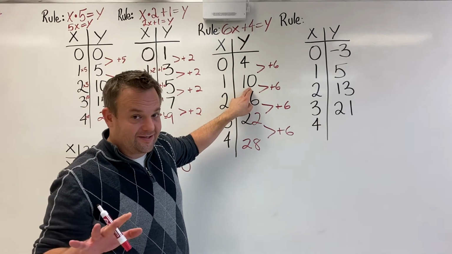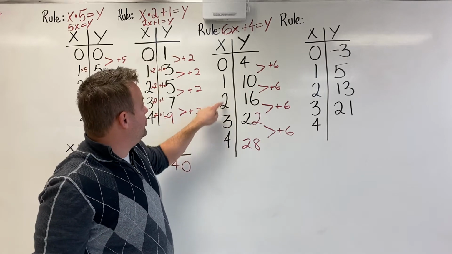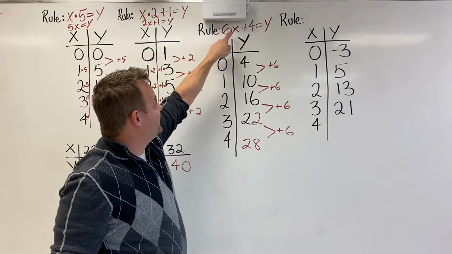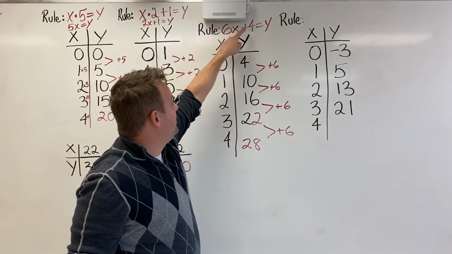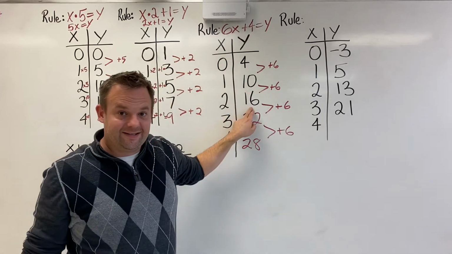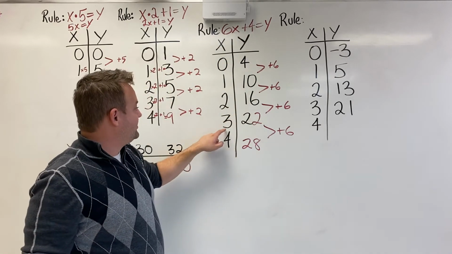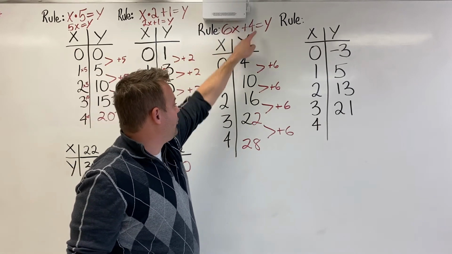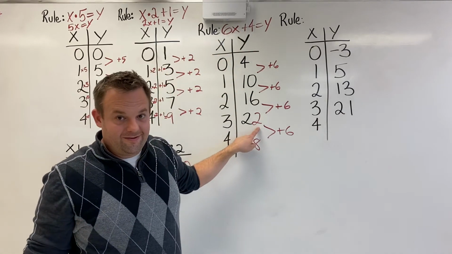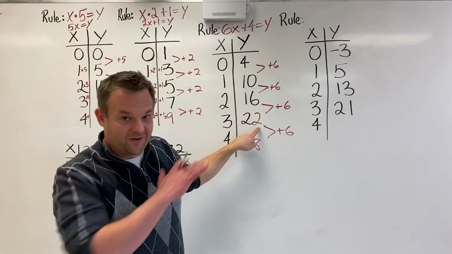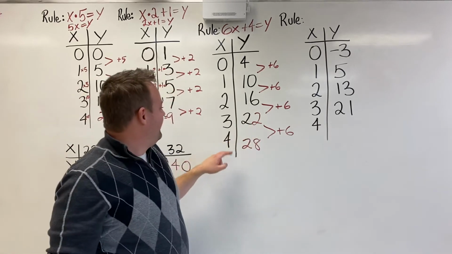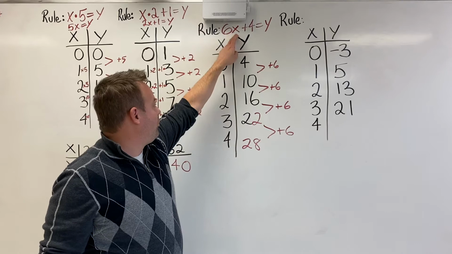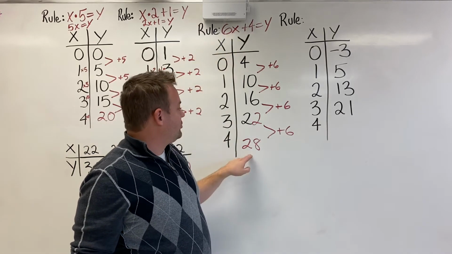Now this is getting exciting. 2, substitute the 2 in. 6 times 2 is 12, plus 4 is 16. Substitute the 3 in. 6 times 3 is 18, plus 4 is 22. It should have been 22. Substitute the 4 in. 6 times 4 is 24, plus 4 is 28.